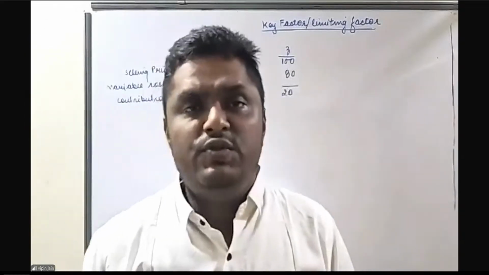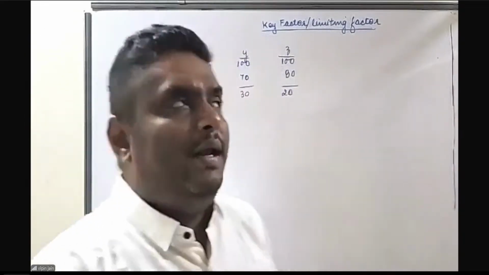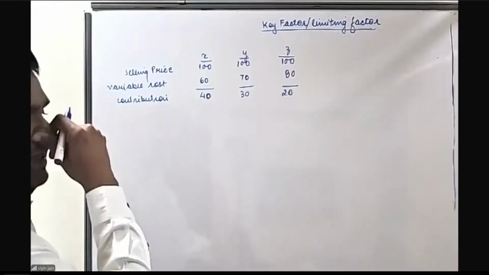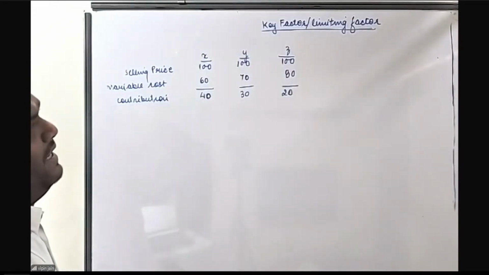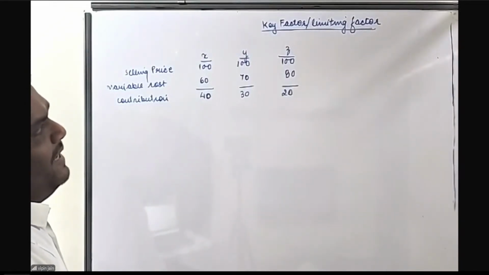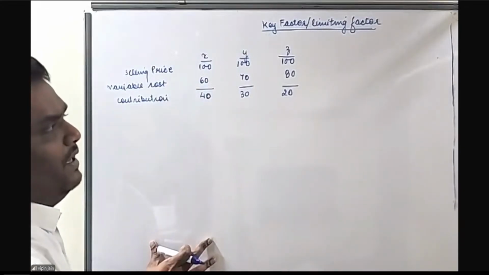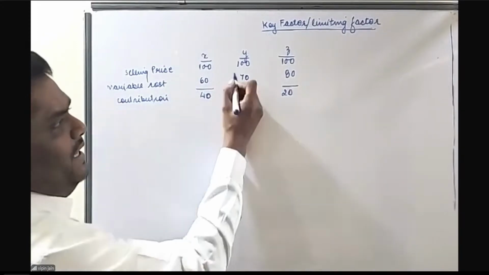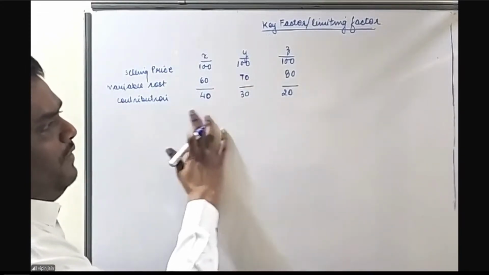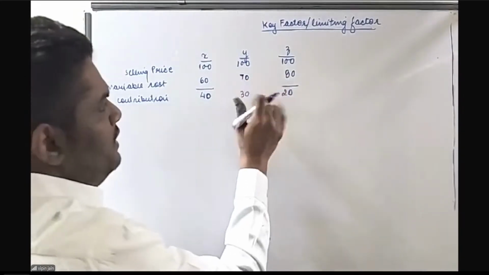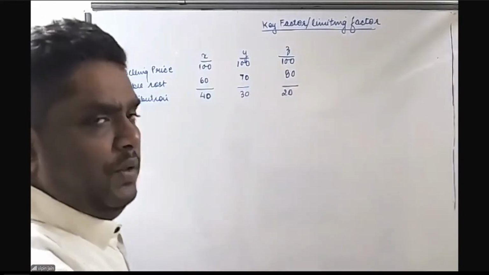So let's take a situation. Now I'm starting with key factor. Let's take a situation wherein I'm manufacturing three types of product, X, Y, and Z. The selling price of these products is 100, 100, and 100 respectively. And when talking about the variable cost, for X it is 60, for Y it is 70, and for Z it is 80. So we have calculated the contribution, that is 40, 30, and 20.